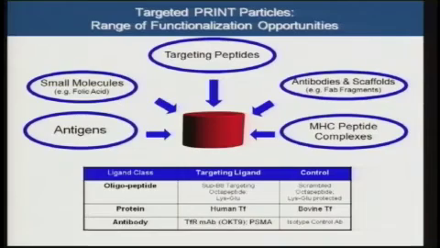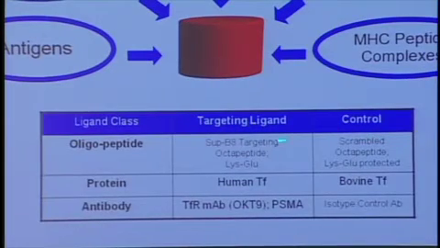And we try to do this in a careful way where we had different ligand classes. We would have a targeting ligand, and we would have controls that might be a peptide versus a scrambled peptide, or an antibody versus an isotype control. And I just want to show you some glimpse of this data.